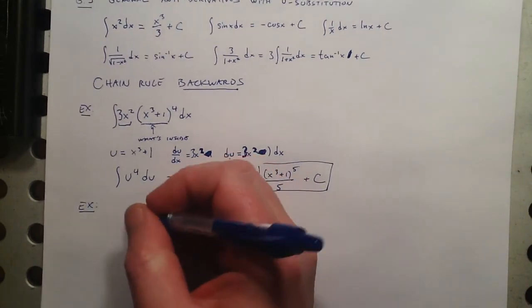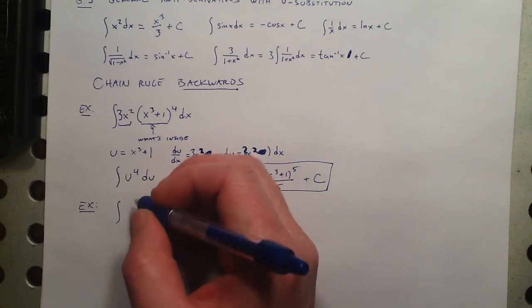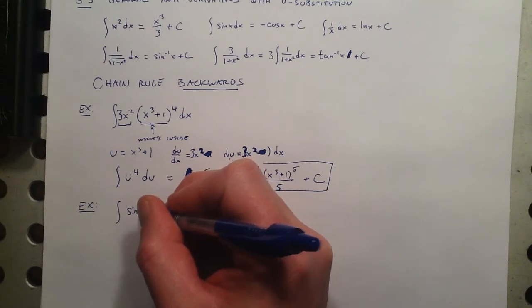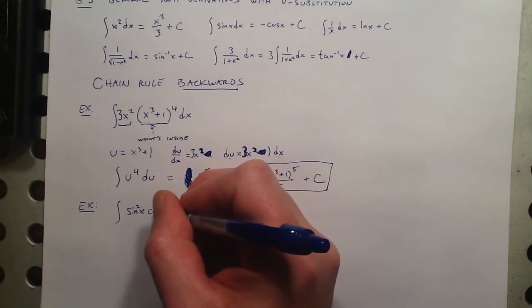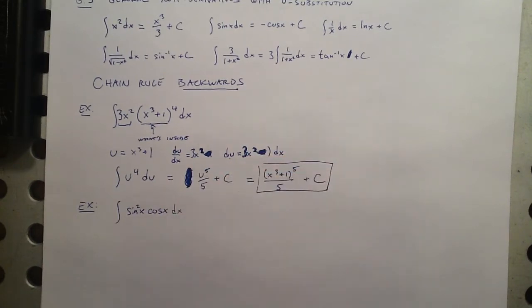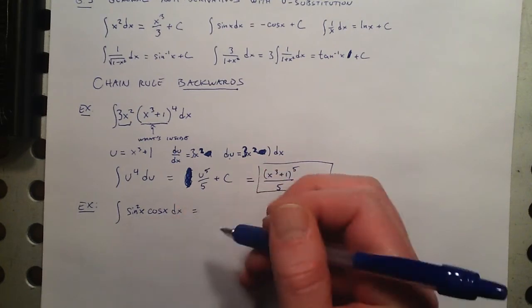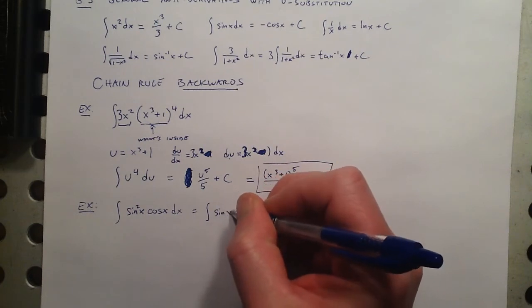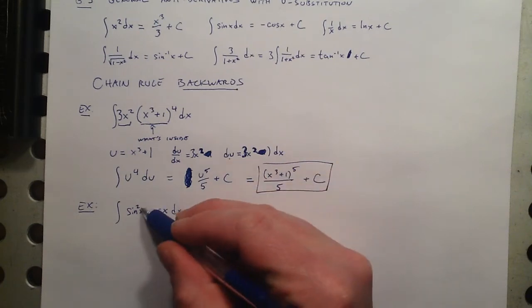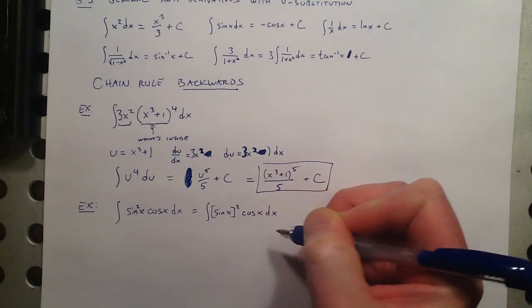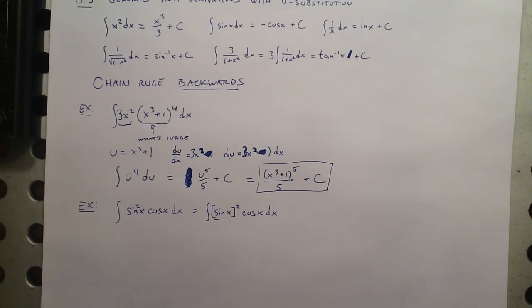So how about sine squared x times cosine x? And it might, as it usually has helped us, it might help here to write sine squared x as sine of x squared times cosine x. And I think that helps us maybe, might inspire us to choose the right u here.